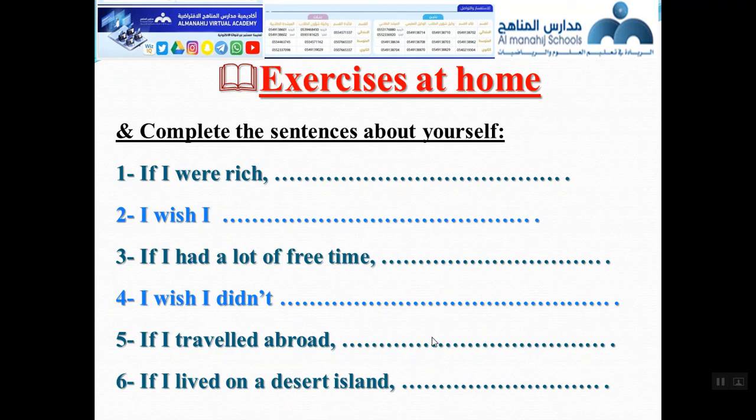And these are some extra exercises which I ask you to do, and we will discuss them together on Zoom when we meet today, inshallah. Do it as homework, and I'll have the answers from you on Zoom this evening.